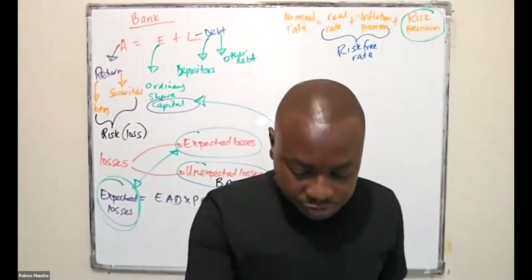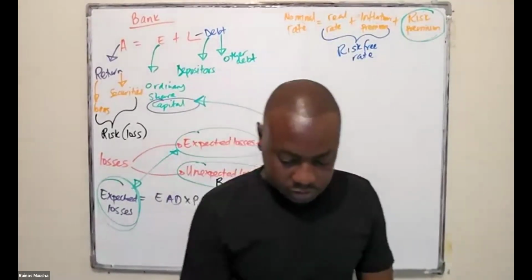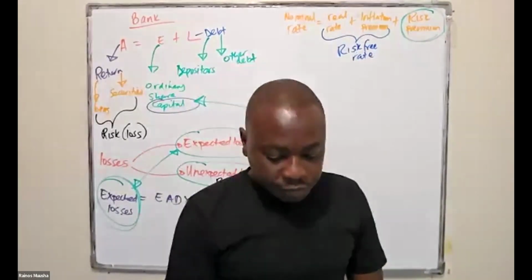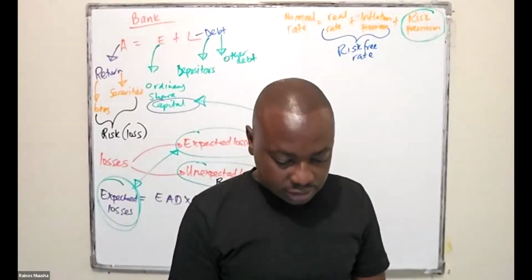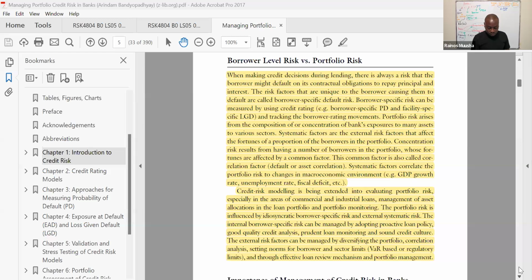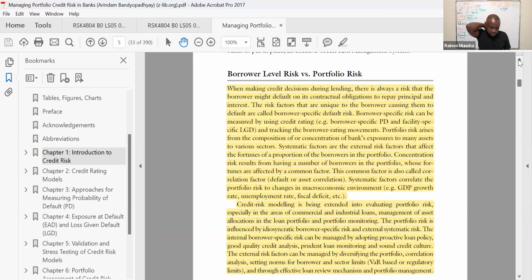All right, can we continue? We're now moving on to the next section of the chapter, which looks at borrower level risk versus portfolio risk.